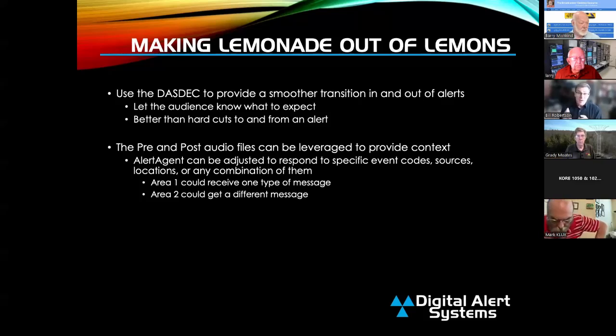Also, because the alert agent can work by different regions, we can have multiple nodes. We don't have a limit to the number of nodes. I can have a different message if it's coming from the west or from the east. Area 1 could receive one type of message, area 2 could get a different message. Not to say that your broadcast envelope is going to be able to separate them, but if it's coming in from one direction, from this county, I can have information on it.